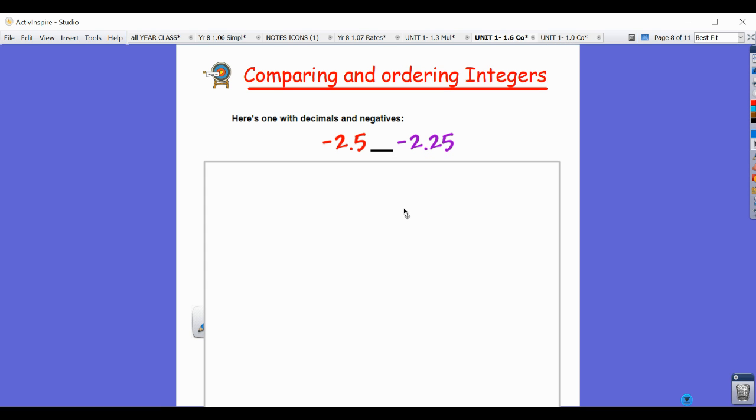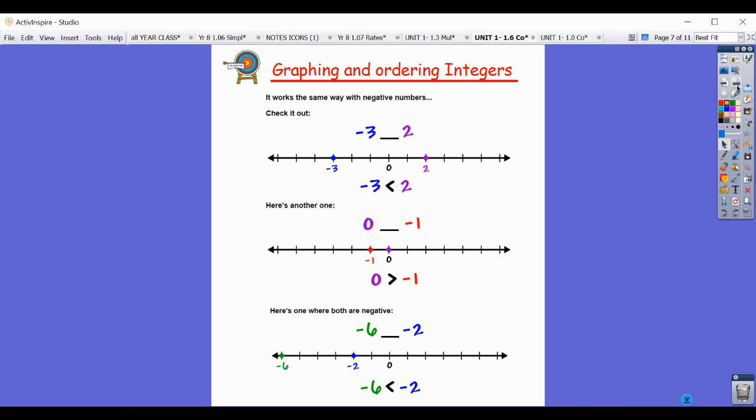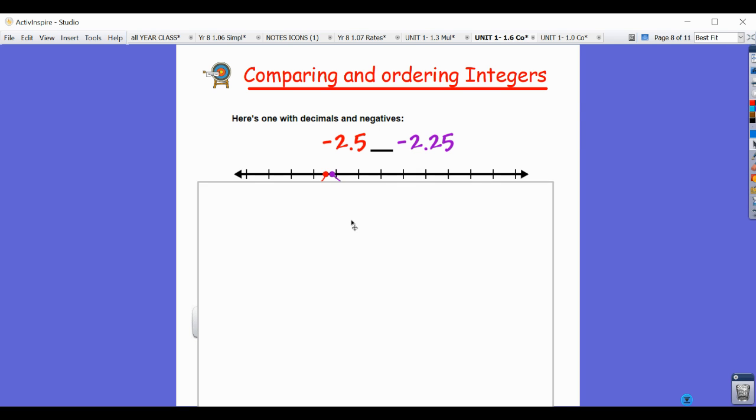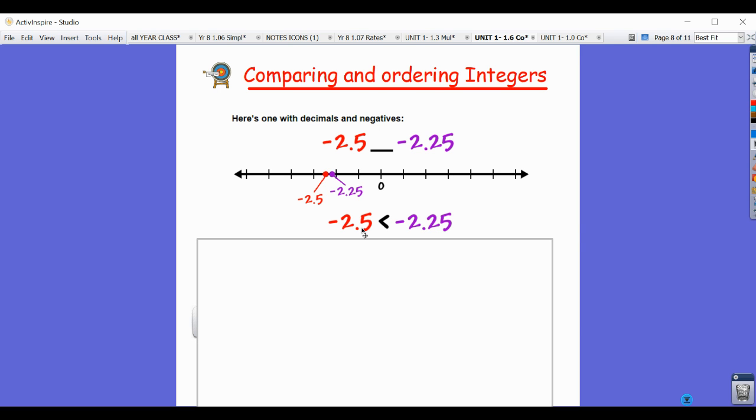Here's now another example with decimals and negatives. So negative 2.5 and negative 2.25. Okay. Remember, this is no longer an integer because we are comparing decimal, negative decimal. So that will be the other type on the classification. That will be the rational numbers. Okay. We can have negative and positive numbers. They don't need to be whole numbers. So if we compare them, negative 2.5 is going to be smaller than negative 2.25 on the left-hand side. It's going to be less than.